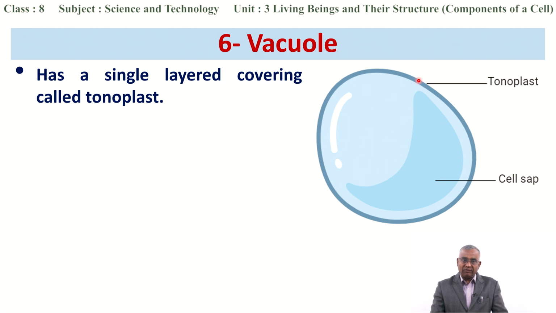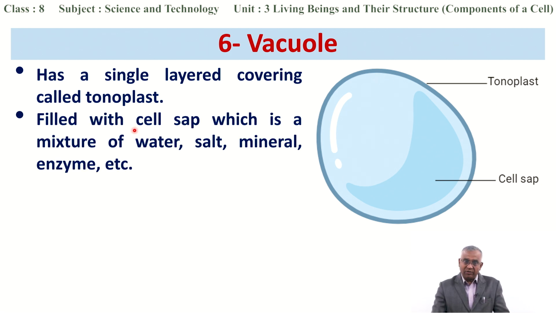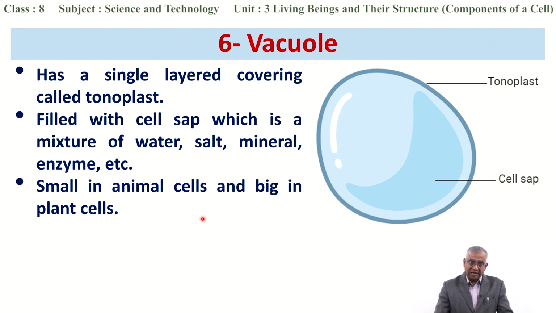It has a single layered covering called tonoplast. We have discussed about it. It is filled with cell sap, which is a mixture of water, salt, mineral, enzyme, etc. But remember, not in gas vacuoles, except in gas vacuoles. Small in animal cells and big in plant cells. Not only small, but many in number also, you have to keep in mind. And in plant cells, they are bigger and fewer in number.